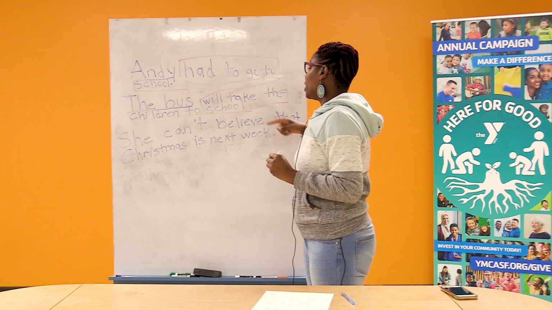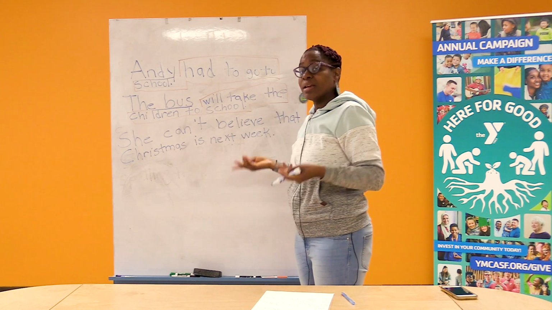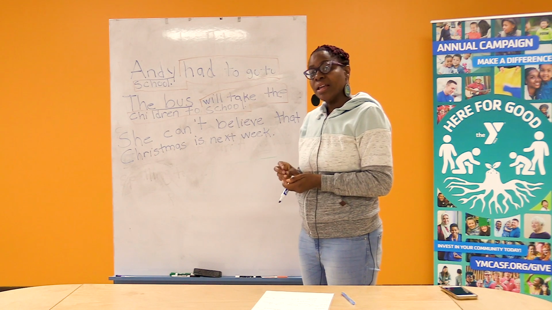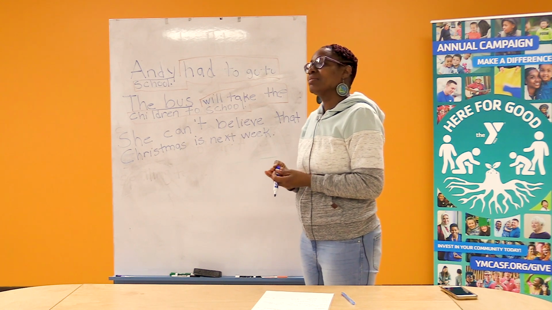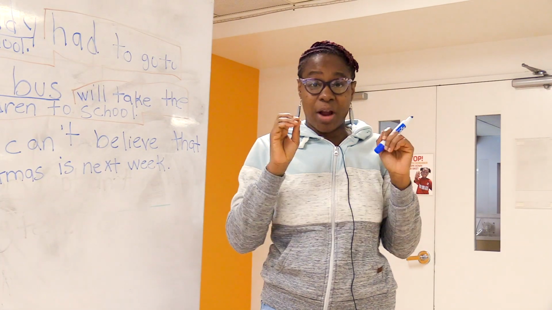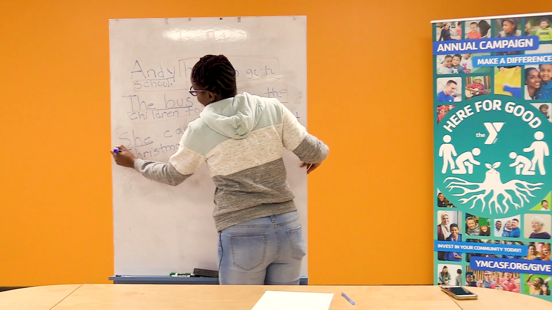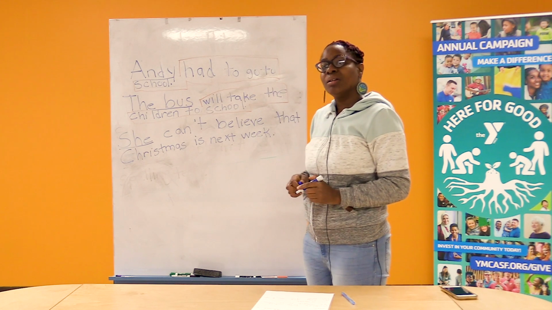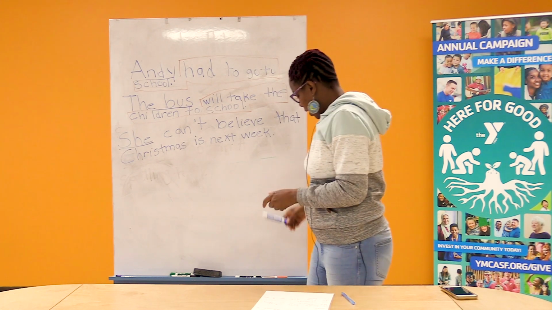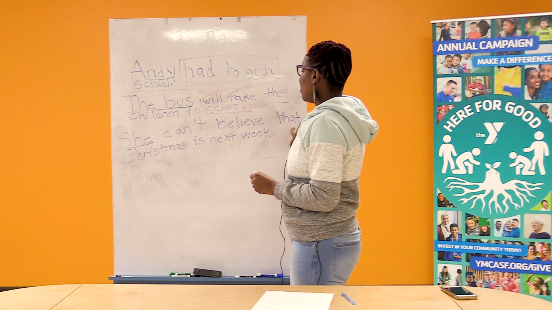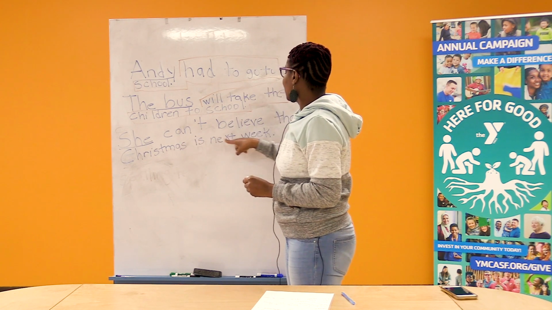She can't believe that Christmas is next week. Now I have a complete sentence or complete thought. And what is our sentence? You are getting so much better at this. You are absolutely right. It is she. And you also know that our predicate part of our sentence is can't believe that Christmas is next week.